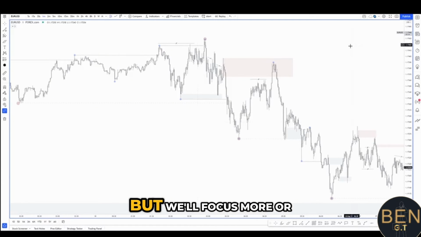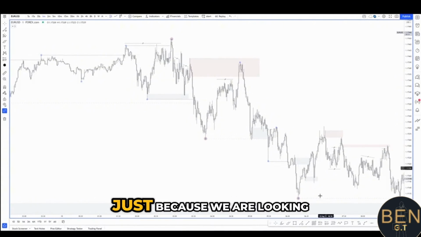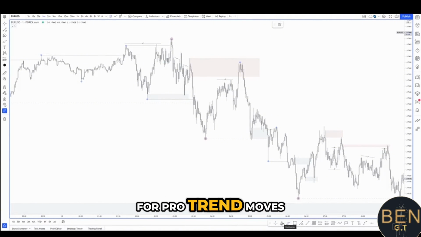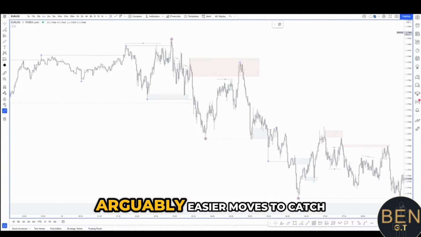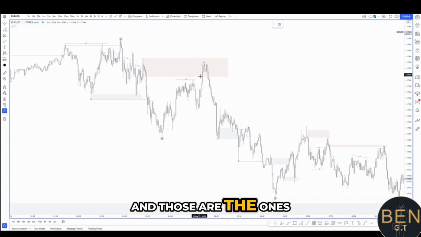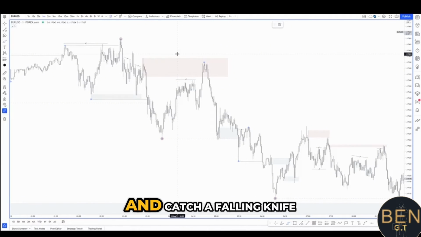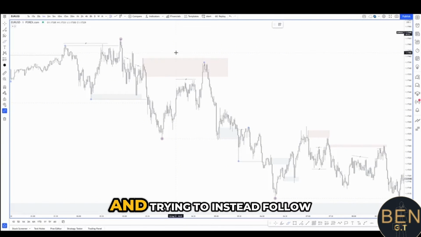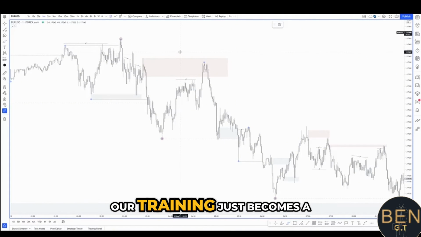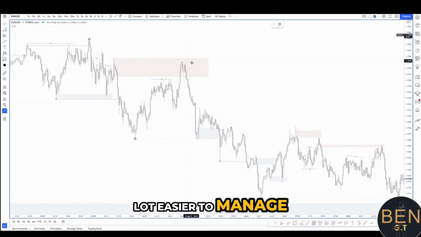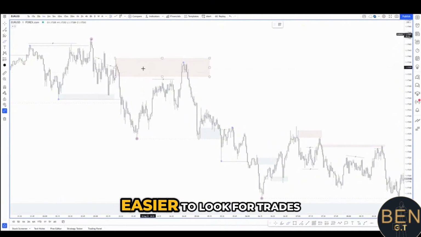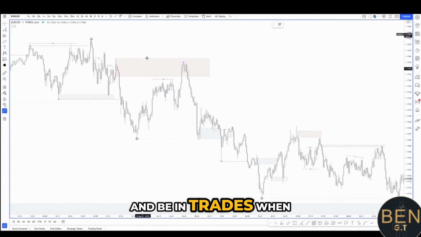But we'll focus more or less on the sell side of things, just because we are looking for pro trend moves. Those are the easier, or arguably easier, moves to catch, and those are the ones we should be focusing on early on in our journey, because it's easy to try and catch a falling knife or try to call a top or call a bottom, but it's a lot harder to actually trade them. And if we can shift our mindset from trying to find reversal points and trying to instead follow the trend, our trading just becomes a lot easier to manage psychologically, and it's just a lot easier to look for trades and be in trades when they're pro trend.